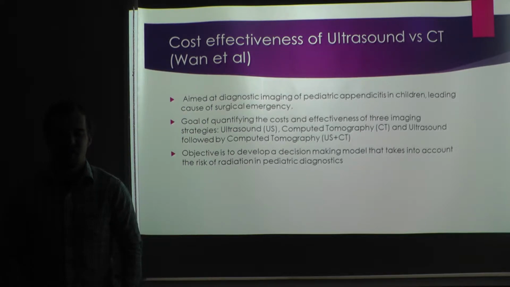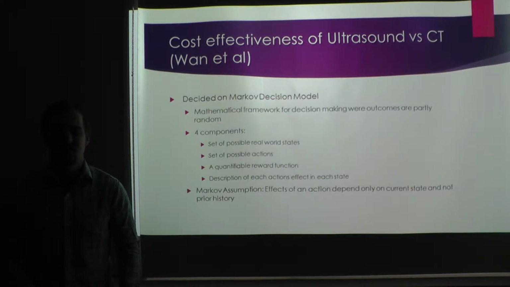And they want to determine or develop a decision-making model that takes into account the risk of radiation as well to determine which screening method is the most effective. So they used a Markov decision model, which is a mathematical framework where decision-making outcomes are partially random. So you take into account 4 components.